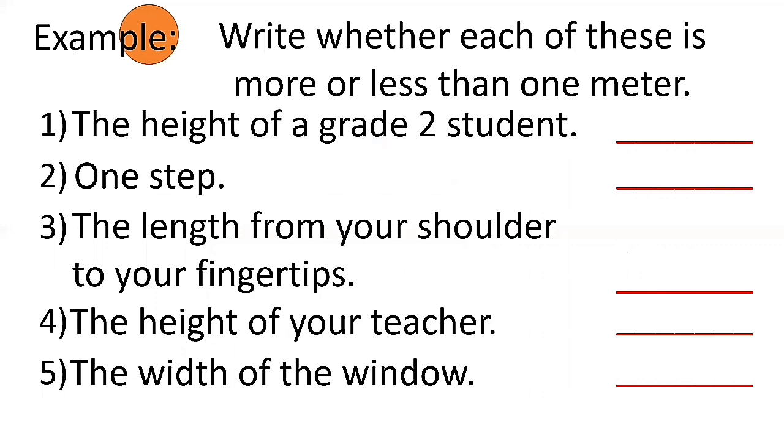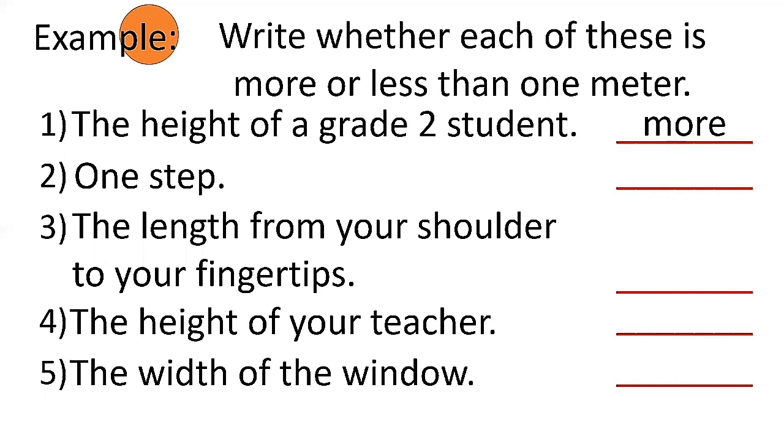Write whether each of these is more or less than 1 meter. So that means you have to choose if it is more or less than 1 meter. Okay? Number one, the height of a grade 2 student. What do you think? Is it more than 1 meter or less than 1 meter? Very good. That is more than 1 meter. So you have to write more.